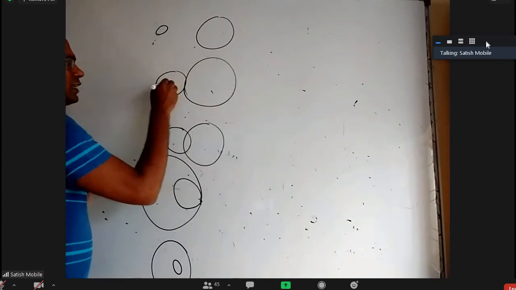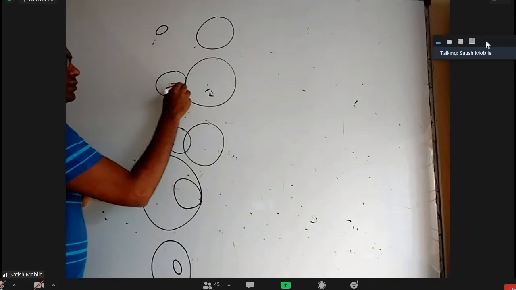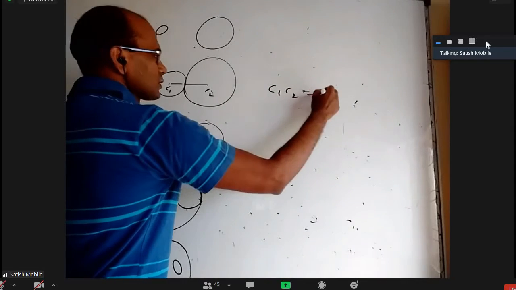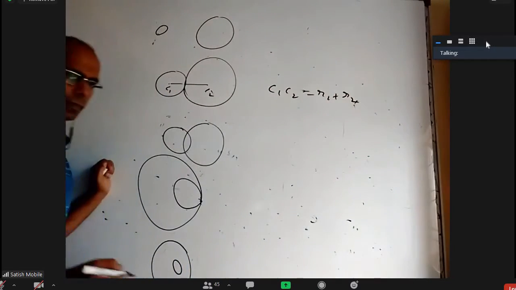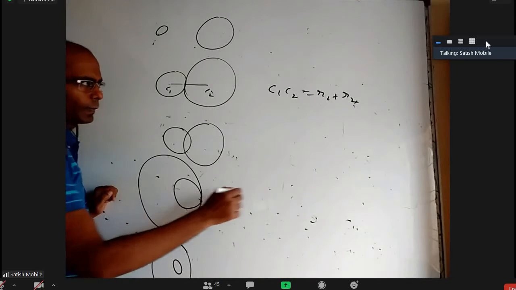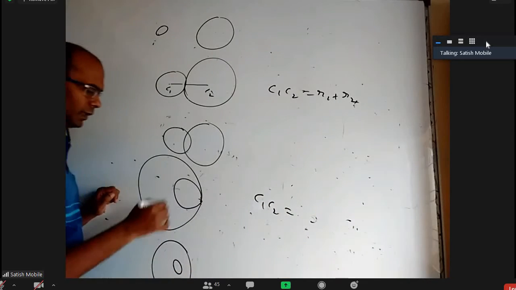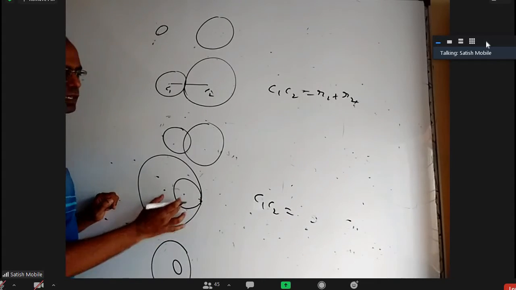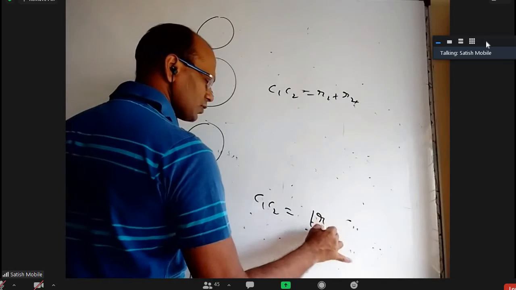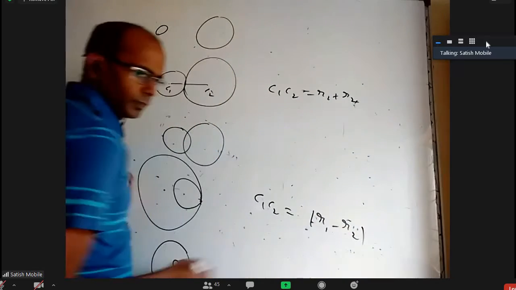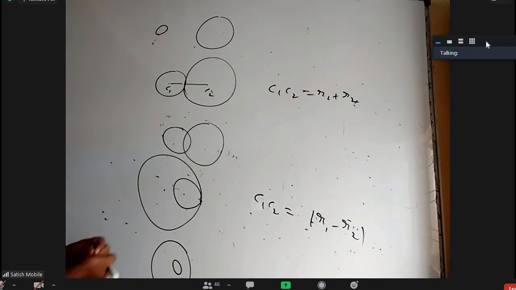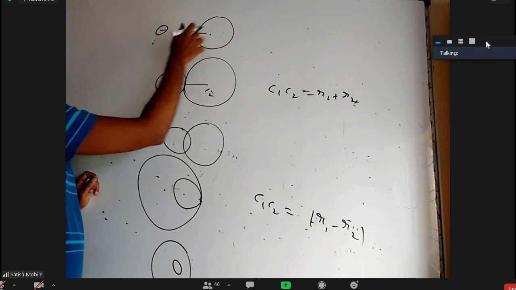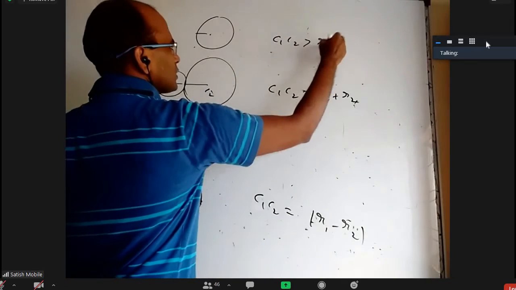Coming to this one, if you take the centers as C1 and C2, and the radii R1 and R2, you can easily see the distance between the centers is the sum of the radii. So here C1C2 is R1 plus R2. Coming to this, here C1C2 is R1 minus R2, because this total is R1 and this total is R2, so the distance between the centers is R1 minus R2. We don't know which is greater, so I'm going to write mod R1 minus R2. And here the distance between the centers is much more than R1 plus R2 because there's an extra part here. So C1C2 is greater than R1 plus R2.